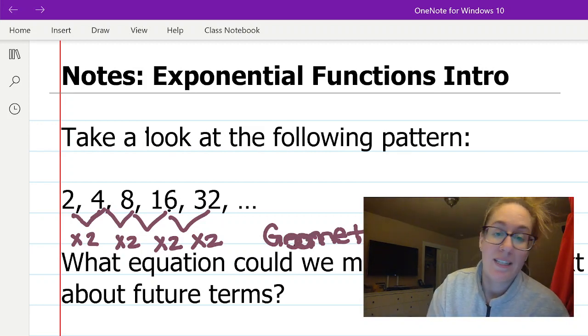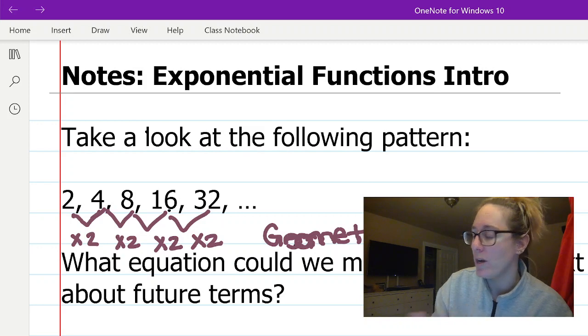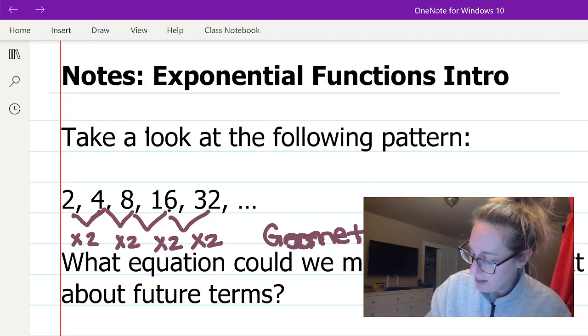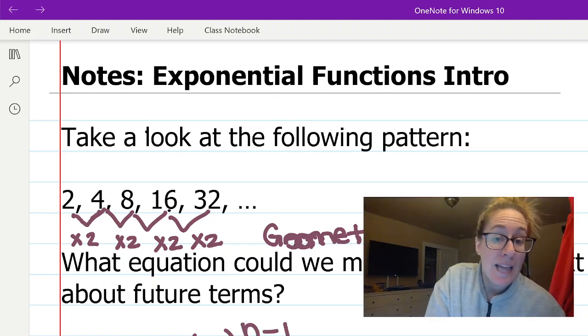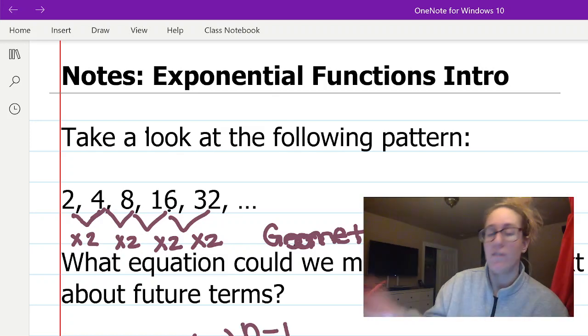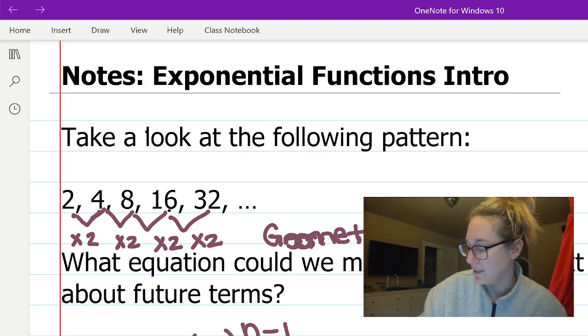All right, so it is a geometric sequence. So we can take what we know about geometric sequences and make an equation. We would say a sub n equals, our first term is 2, our common ratio is 2, and we would raise this to the power of n minus 1. And that is our equation to find our future terms. We call this the explicit.